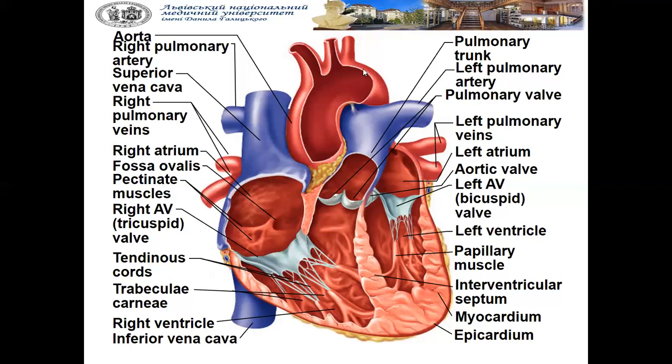of the aorta. From the arch of the aorta, we have three branches. Remember, it will be the common carotid artery, the subclavian artery, right? And the brachiocephalic trunk.